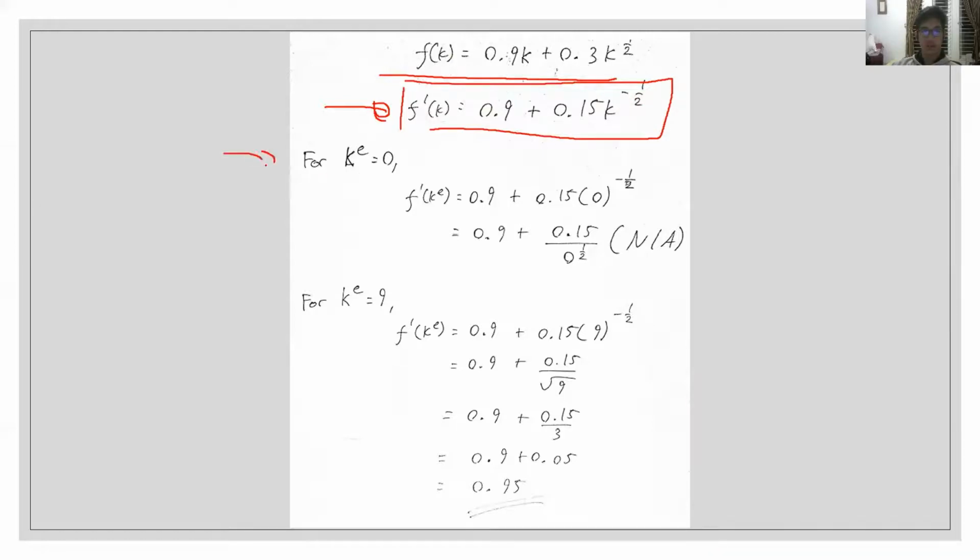This is what we're going to use for testing, which is 0.9 plus 0.15 k^(-1/2). So for the first equilibrium solution for k, which is 0, we can input that into our first derivative, and it will give us a non-applicable, undefined solution. So this equilibrium solution we just ignore. But for the equilibrium solution of 9, when we input that into our first derivative, we get an a value of 0.95.